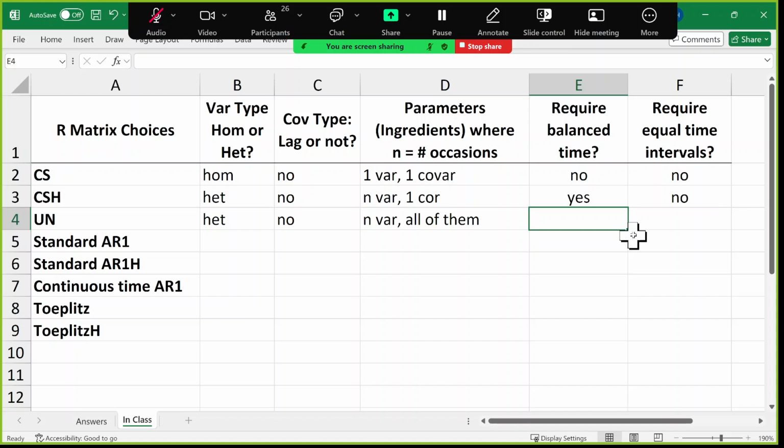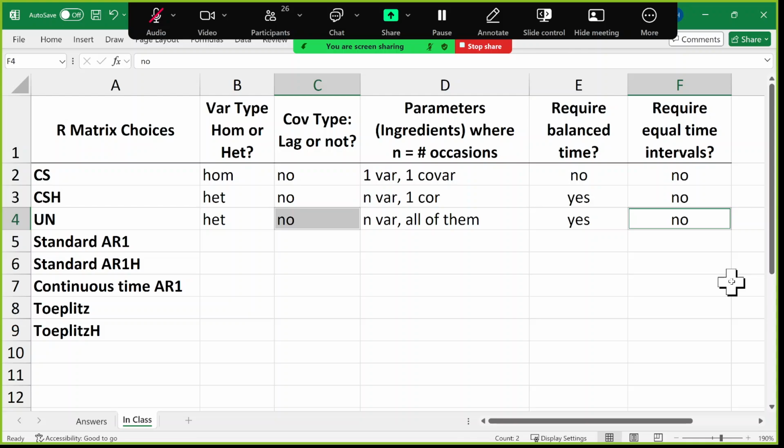So, given these conditions, do we require balance time for this data? Exactly. Yes, we need it because we are estimating different variances. Each occasion will have its own residual variance. We need balance time. But what about equal time intervals? Exactly, we don't need it because we are just estimating those relationships in our R matrix. So we don't require equal time intervals. Thank you, Lisa, for highlighting that, because that's the pattern that we are discussing here. What's the relationship between the type of variances and residual covariances that we have and the idea of balance time and equal time interval? Questions?